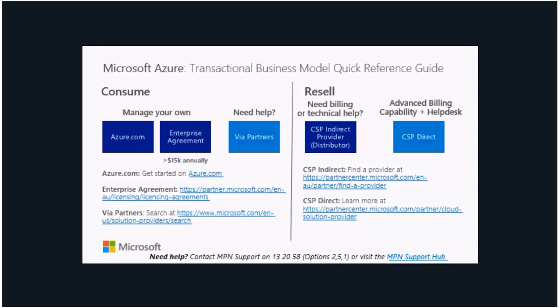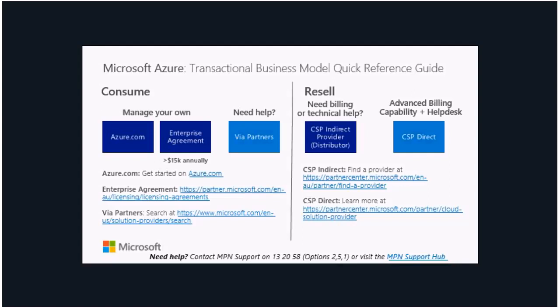So if it sounded like maybe the consume model was a better fit for you and you're going to manage it on your own, so you're looking at Azure.com or the enterprise agreement, for Azure.com, it's easy. Get started by going to Azure.com and you can start a free trial and get started with everything you need there. If you're looking more at an enterprise agreement, we've included a link there that will tell you a bit more about the type of licensing agreements that fall in there.